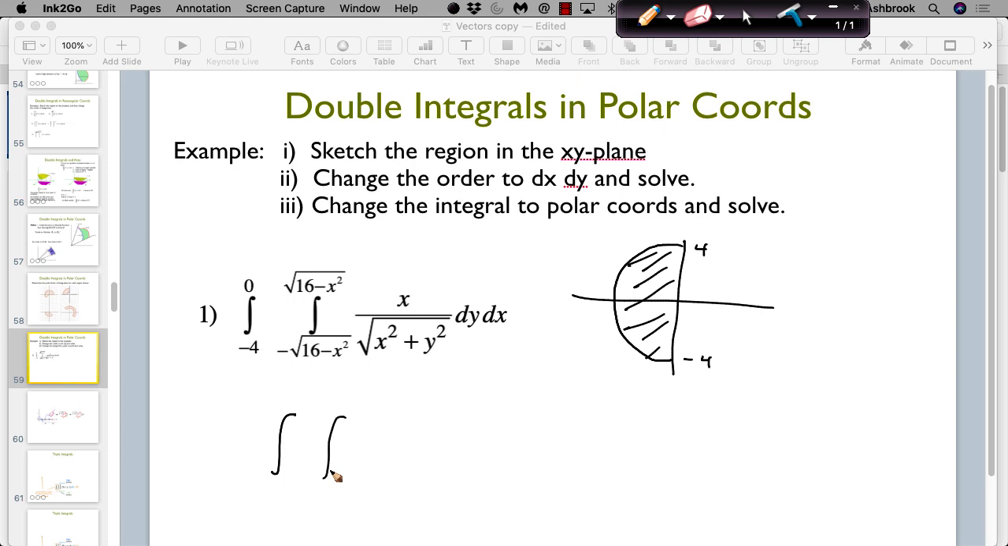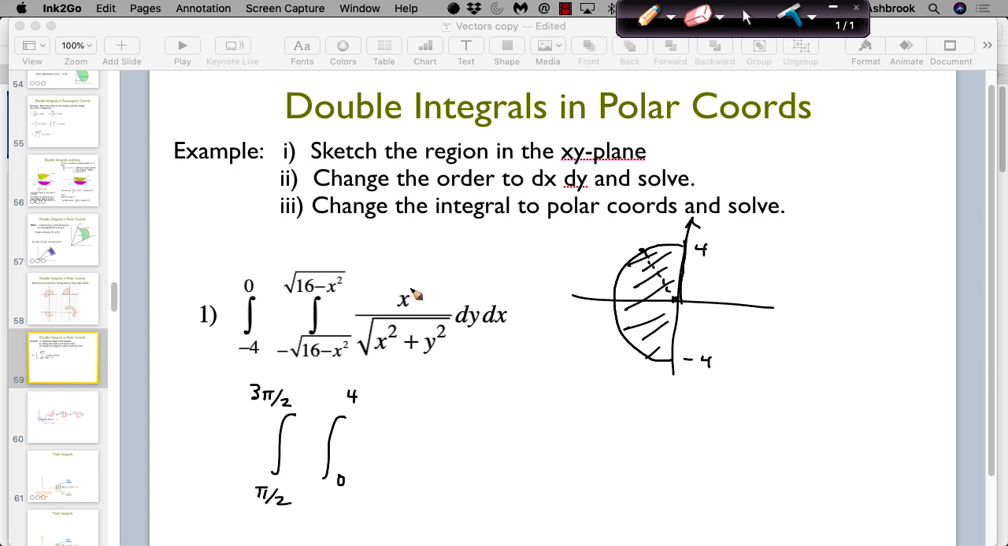So r goes from inside to outside. r goes from 0 to 4, right? At any given angle, you start at 0 out to 4, right? And then theta goes from pi over 2. Starting angle is straight up. That's pi over 2 to 3 pi over 2.